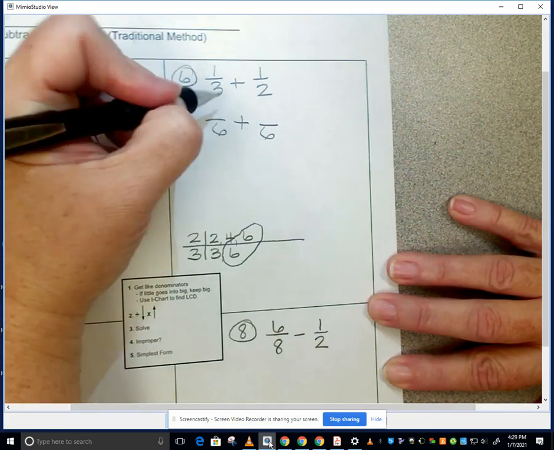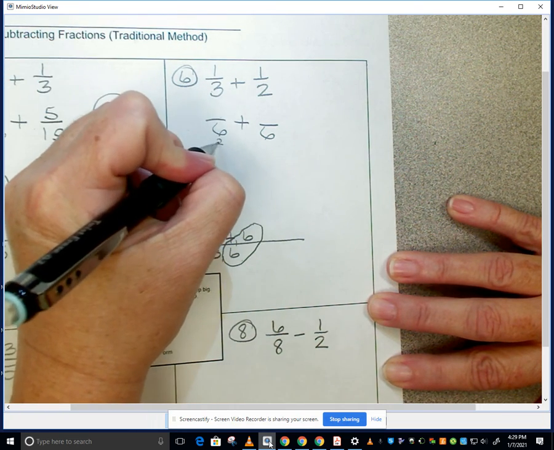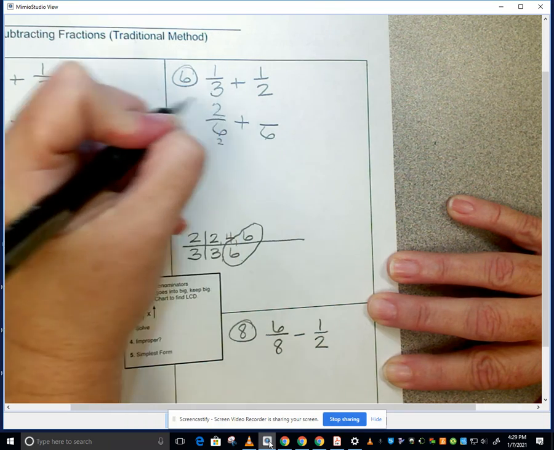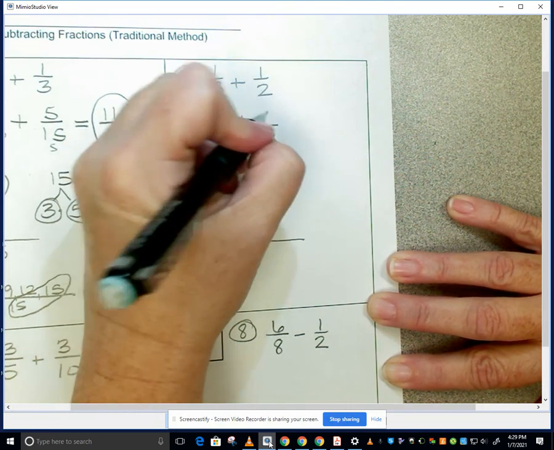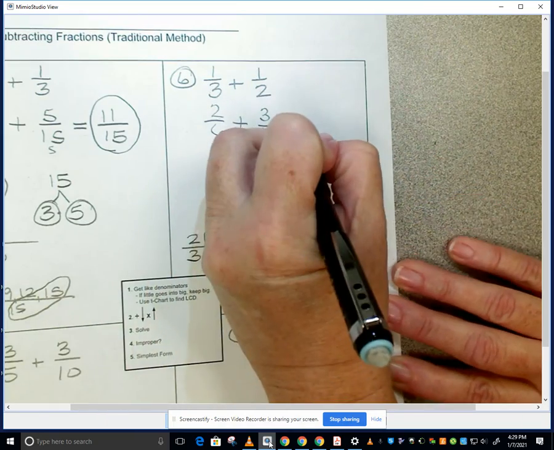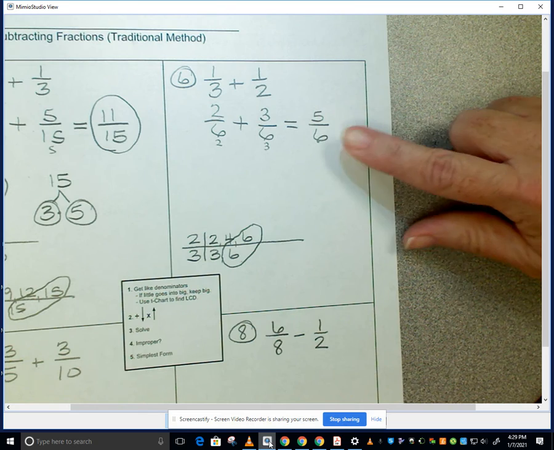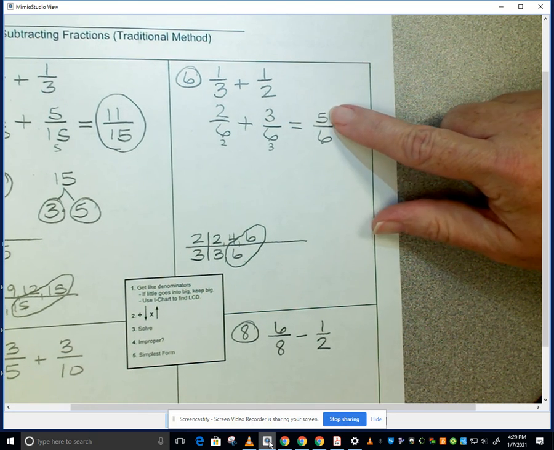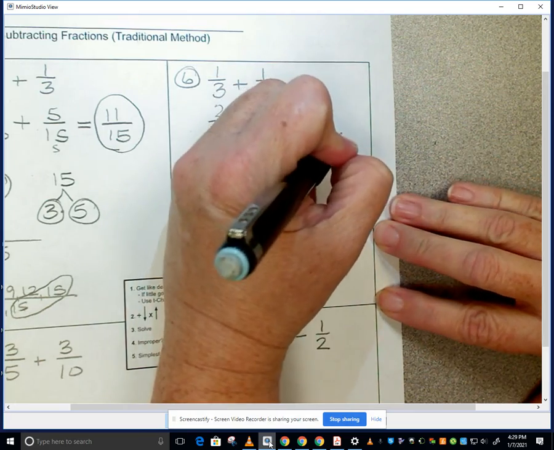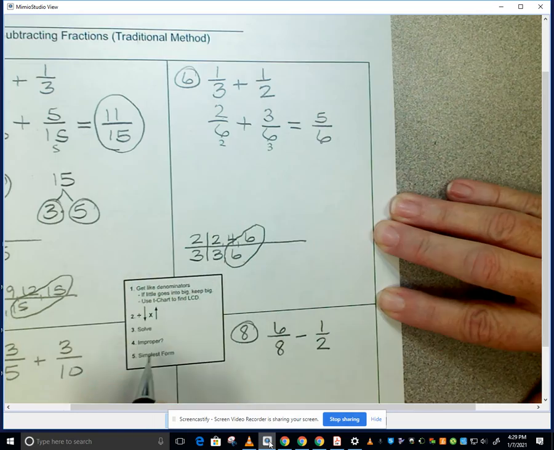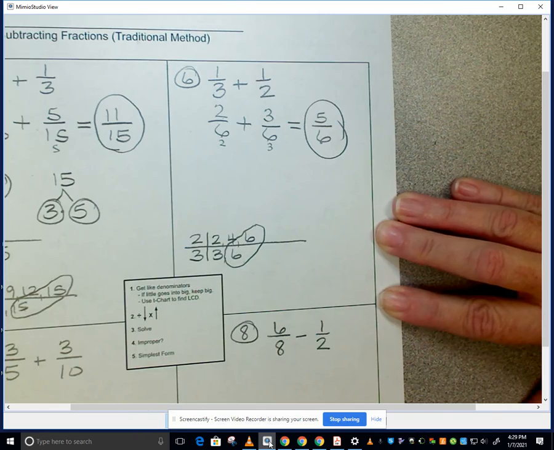Now we're going to divide down, multiply up. 3 will go into 6, 2 times. 2 times 1 is 2. 2 will go into 6, 3 times. 3 times 1 is 3. That's going to equal 5/6. Hopefully you can recognize 5 and 6. These are neighbors. So I don't have to do a factor tree on it. It's already in simplest form. So I'm done with it.